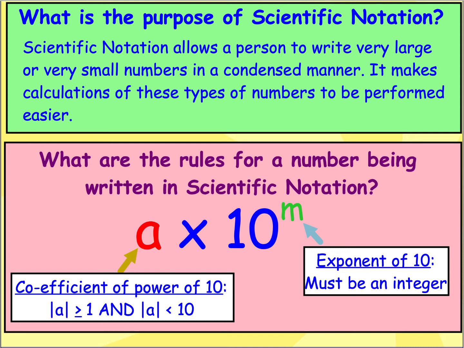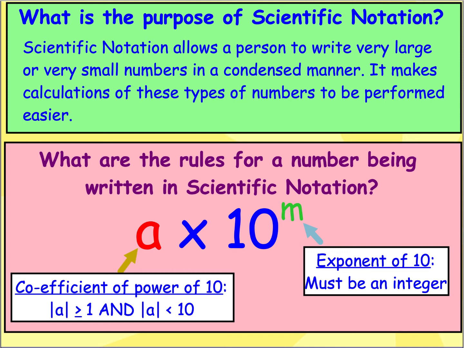Now, the reason that we can use those powers of 10 to help us with this thing called scientific notation is that scientific notation is a way of just moving the decimal in a number, because when we multiply by powers of 10, it just moves the decimal to the right if the exponent's positive, and to the left if it's negative. So scientific notation allows us to write very large or very small numbers in a condensed manner. It makes calculations for these types of numbers easier to perform.